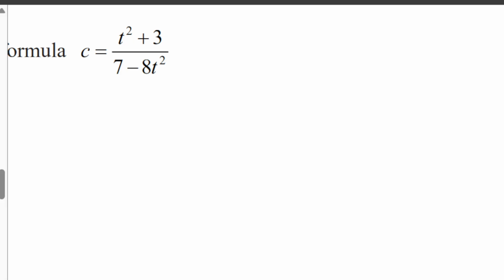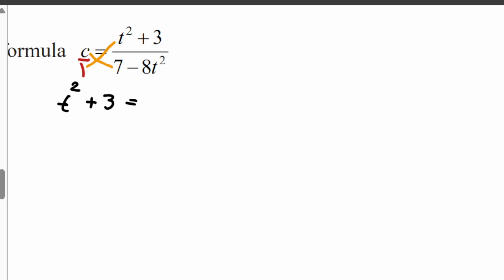Whenever you have such a fraction, add 1 here, which doesn't make any change, right? And then do the cross multiplication. Multiply this times this and this times that. So t squared plus 3 times 1 is just t squared plus 3.